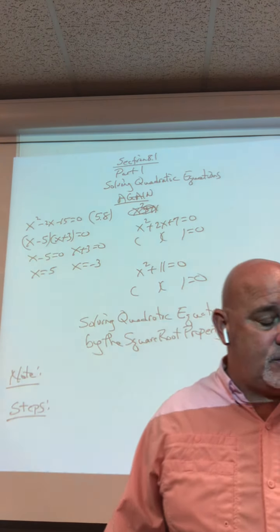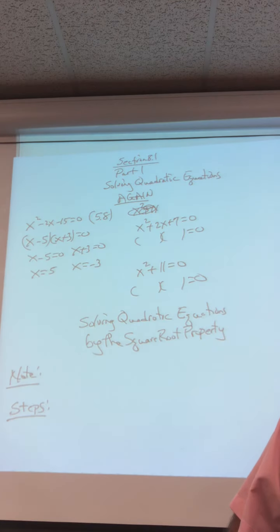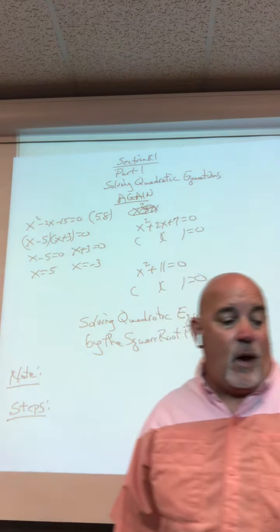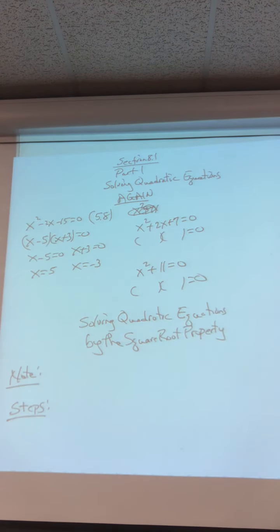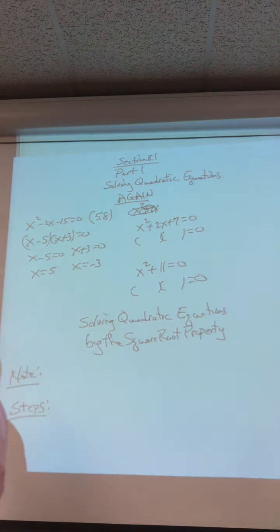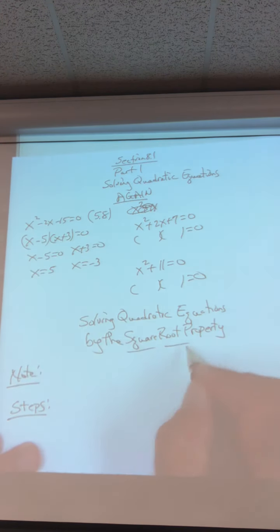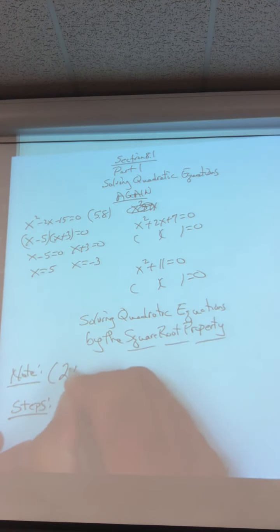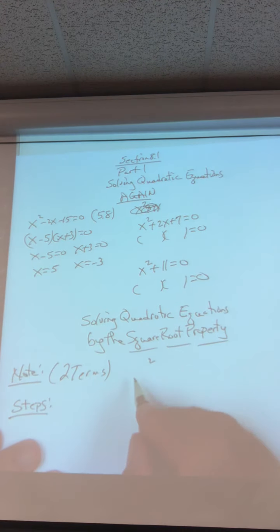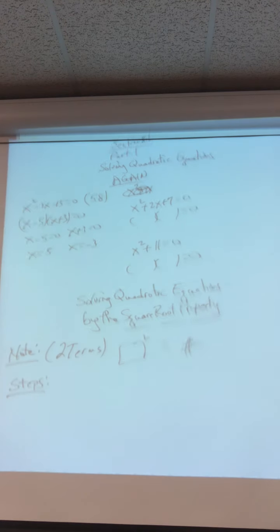Those two terms must be the squared term and constant term. Okay, so let me restate that again. The square root property, when you use it, there can only be two terms in the problem. What are the two terms? It's going to be the squared term, you're going to have an equal, and you're going to have a number term. That's what it's going to look like.